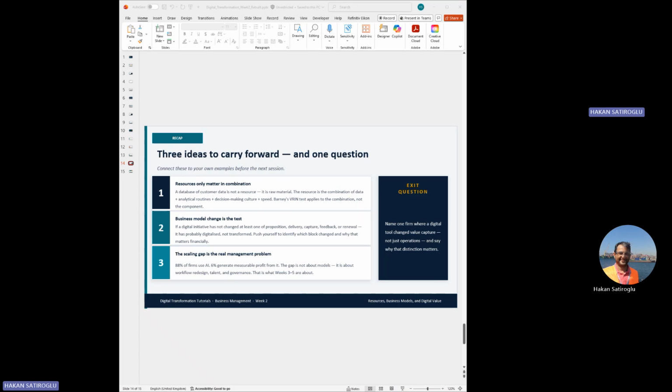So the scaling gap is the real management problem, from the AI example I gave you. 88% of firms are using AI, 6% generate measurable profit from it. And the gap is not about models, it is about workflow, design, talent, governance. So yeah, that's it. That's what weeks 3 and 5 are going to talk about.